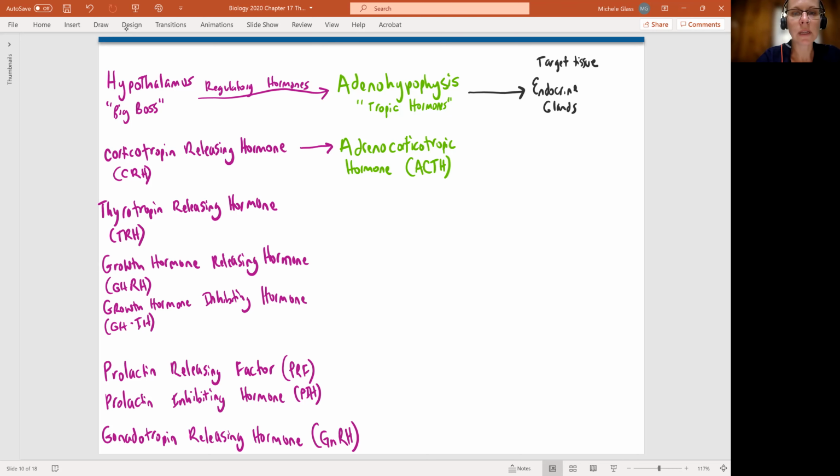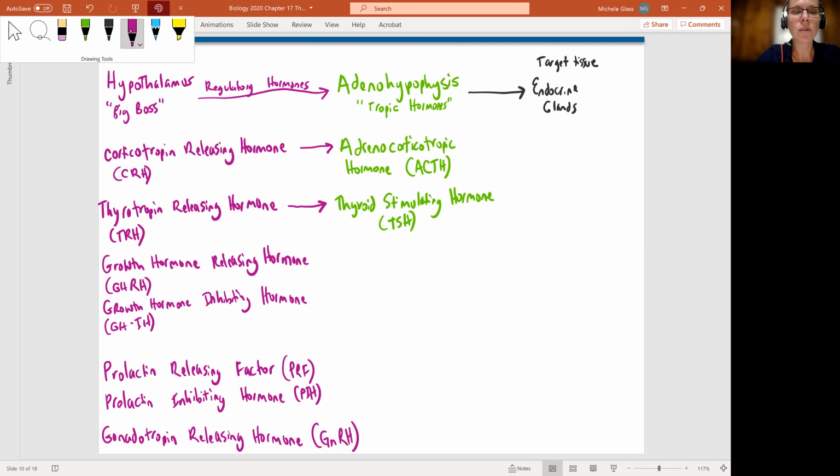Our thyrotropin releasing hormone is going to, of course, target the adenohypophysis, and it's going to turn on what's called thyroid stimulating hormone. And this one is abbreviated TSH. So thyrotropin releasing hormone from the hypothalamus, abbreviated TRH, is going to target the adenohypophysis and trigger the production of the thyroid stimulating hormone, TSH.